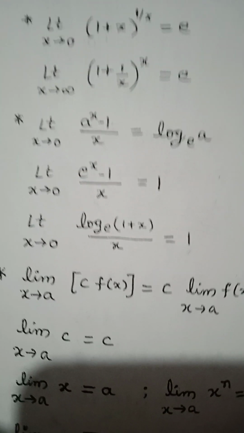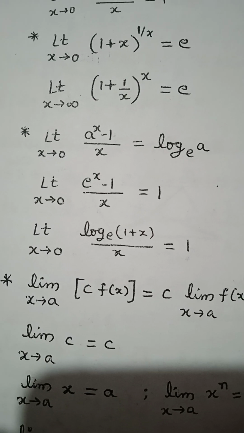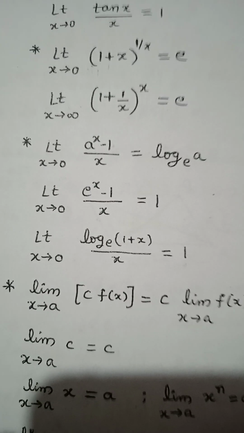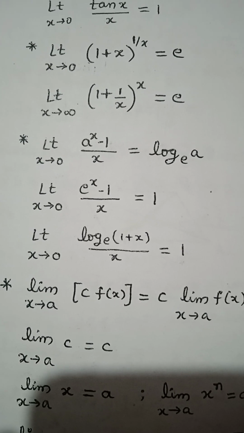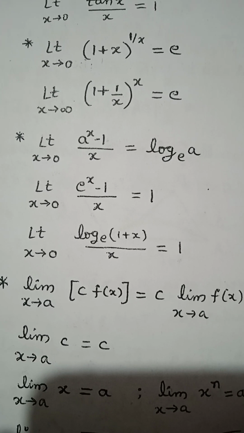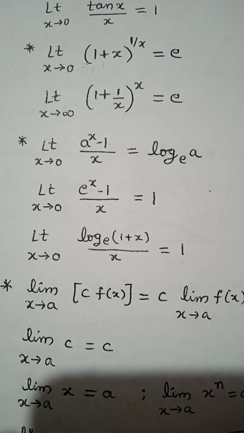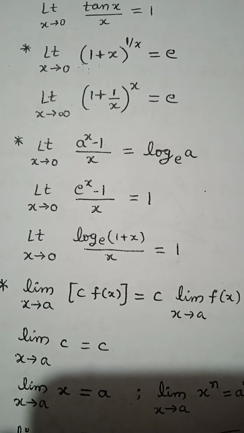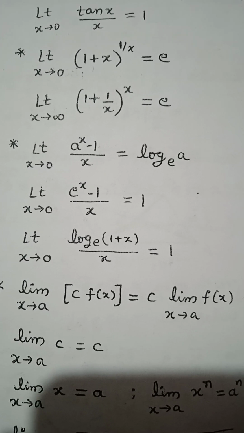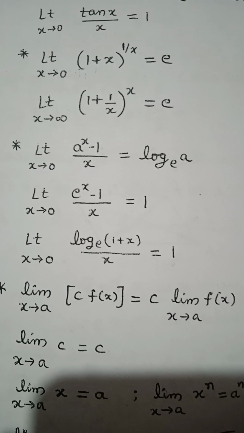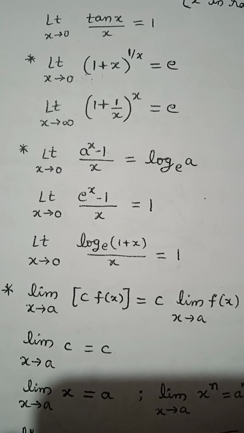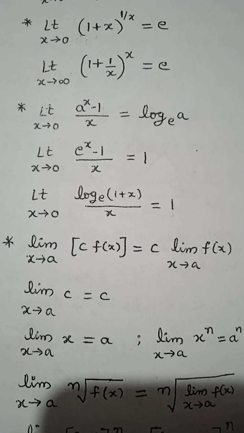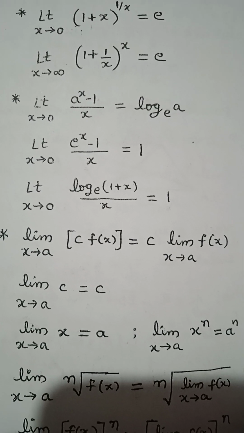Limit x tends to 0 a power x minus 1 by x equal to log a to base e. Limit x tends to 0 e power x minus 1 by x equal to log e to base e, that is equal to 1. Limit x tends to 0 log of 1 plus x by x equal to 1.